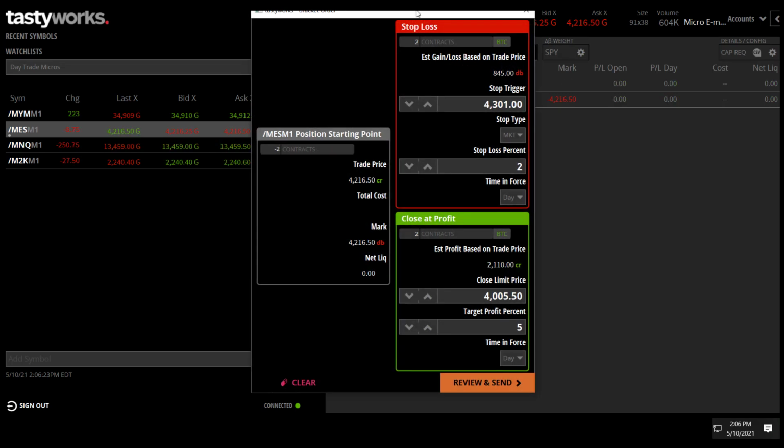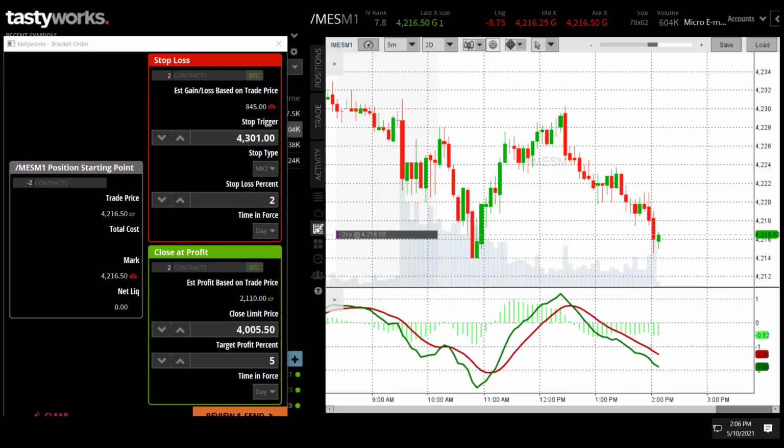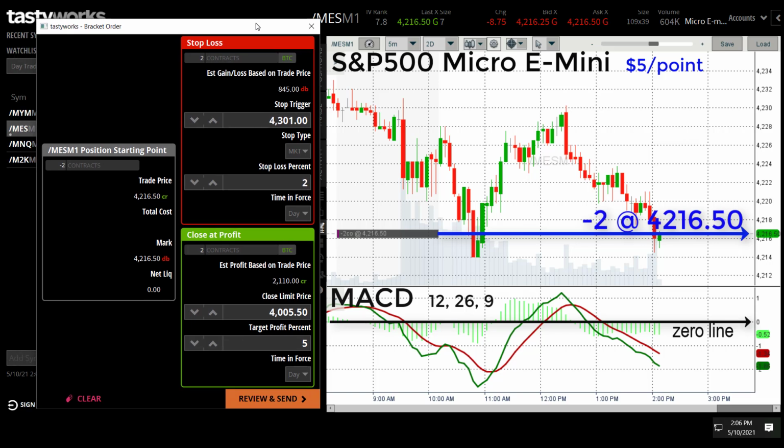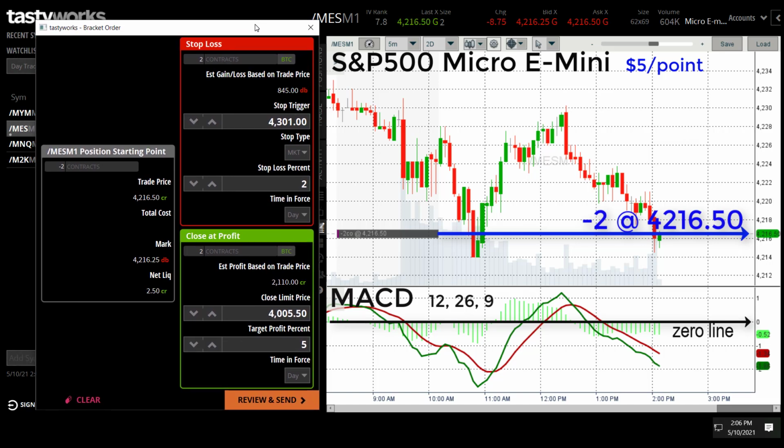I'm going to go to the trade tab and bring up the bracket order and then put the chart on the right, the bracket order on the left. Now remember, I've placed the order. It does not have a stop and does not have a close at profit, also called a target price, yet. But I'm short the two contracts at 42.1650, and I'm trading 42.16 right now, just about even money.